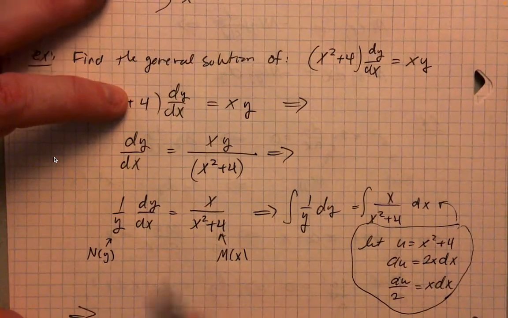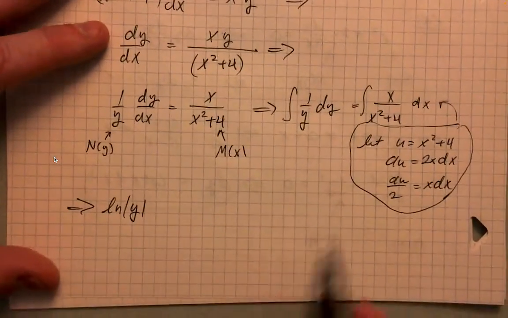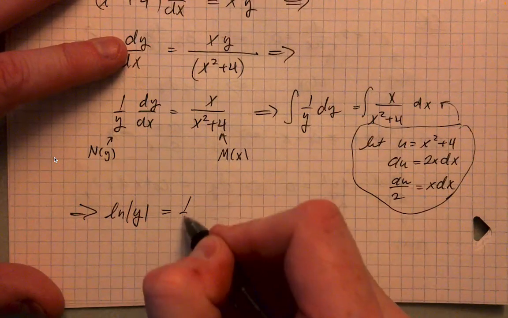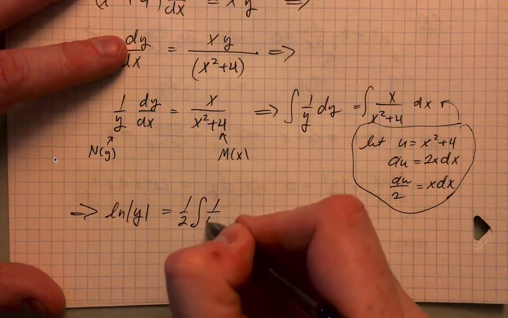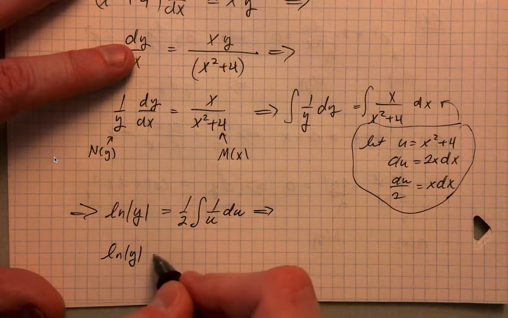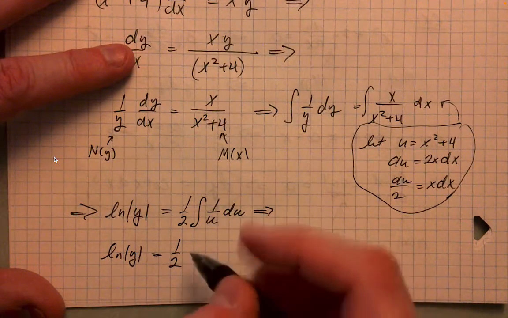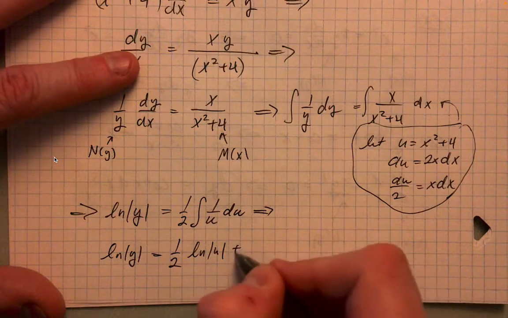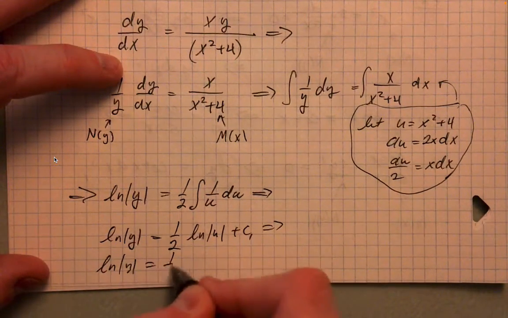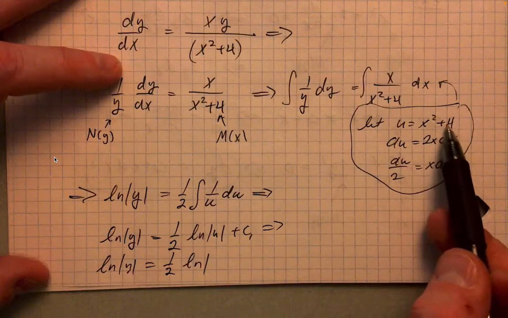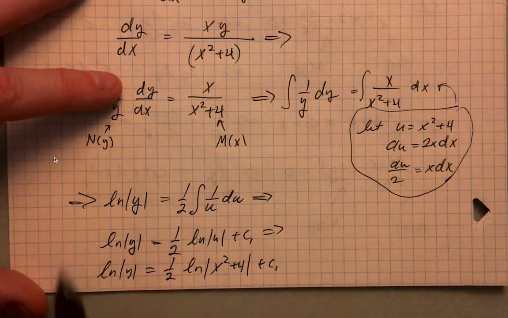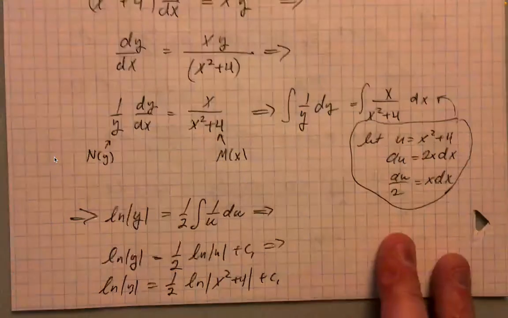Okay, so when we do that, we get, of course, the natural log of the absolute value of y. That's going to be equal to, let's write this in the u terminology, 1/2 times the integral of 1 over u du. And so we get the natural log of the absolute value of y equals 1/2 times the natural log of u, plus c1. We'll put a c1 there. And then substituting back in, we would get 1/2 times the natural log of x squared plus 4, plus c1.